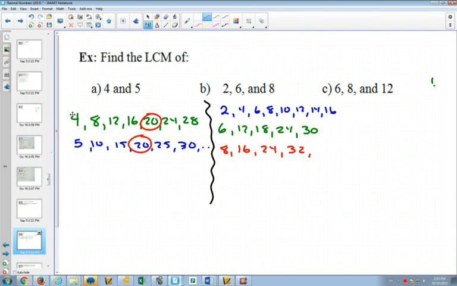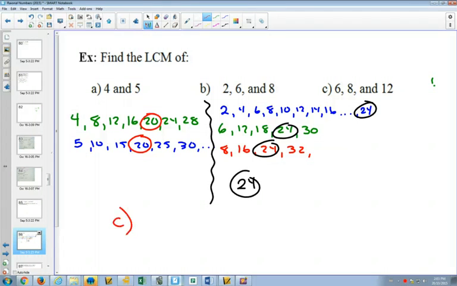24. But I didn't do it in blue, I've got 24 here, 24 here. How do you know 24 would also be there? Because it's an even number. So eventually in the blue, you would get to 24, and that'll be the lowest common multiple of 2, 6, and 8. Yes? So for this one, it's 24.